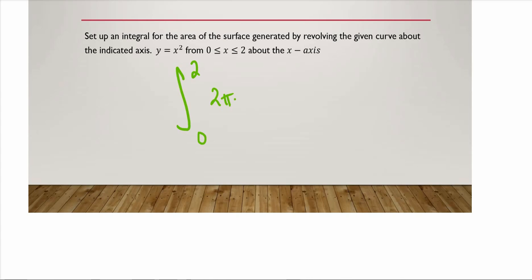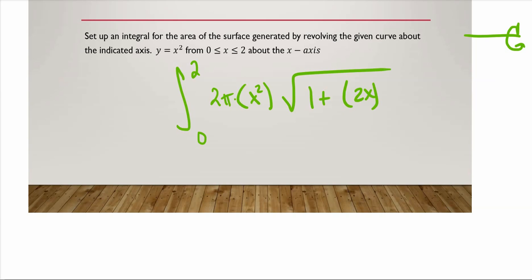Now the y, remember that we were revolving it about the x-axis. So my y at different locations is going to be determined by my function. So I'm just going to type in my function here, x squared, times the square root of 1 plus the derivative of my function. And the derivative of the function is going to be 2x, but then I want to square it, and it's going to be with respect to x. And that's it. That's the setup for the surface area about the x-axis.